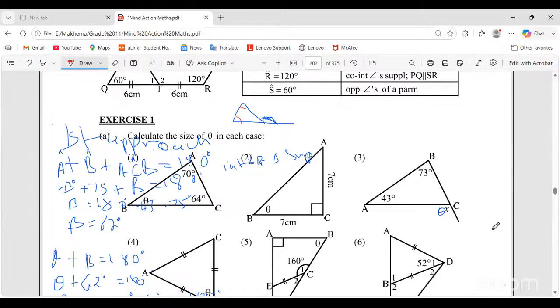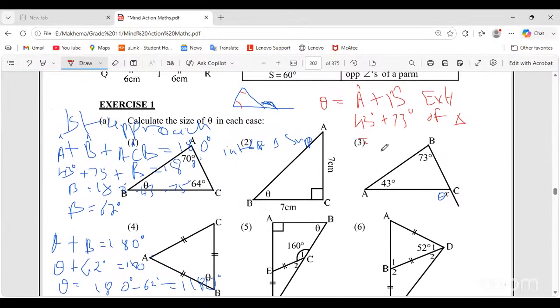So now we will use that because we have got some line that is produced all the way down there. Now this one will be simple like this. Angle theta is equal to angle A plus angle B, because that is the exterior angle of a triangle. What is A? A is 43 degrees. What is B? B is 73 degrees, is equal to now. It's just a punch on the calculator. 43 plus 73 gives me 116 degrees.